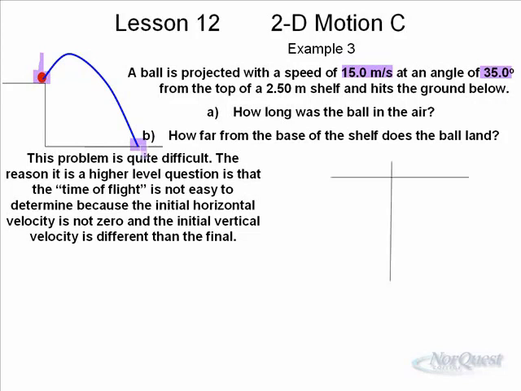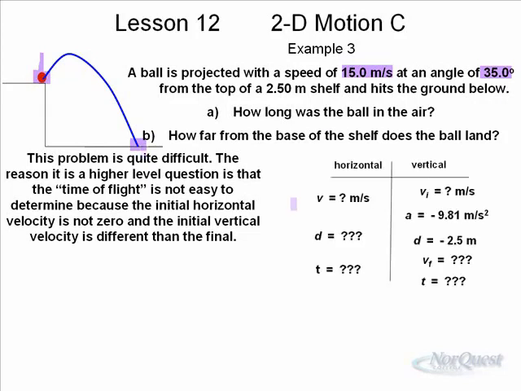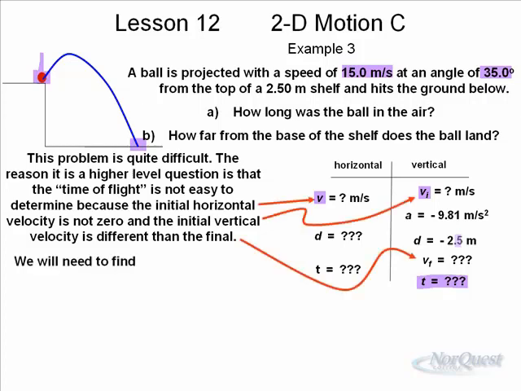So the initial vertical velocity is different than the final. So what we need to do is find our velocity, both horizontally and vertically. In order to get the time of flight, we're going to have to look for more information. We don't have quite enough information vertically to do it right off the bat. But we will need to find the initial vertical and horizontal components. Just like we did in the previous question, we need to resolve those vectors into their components.